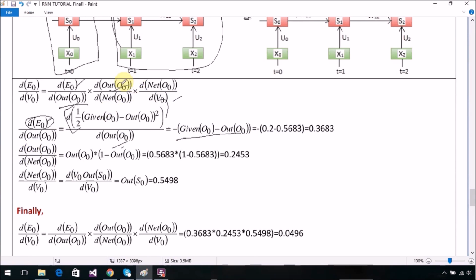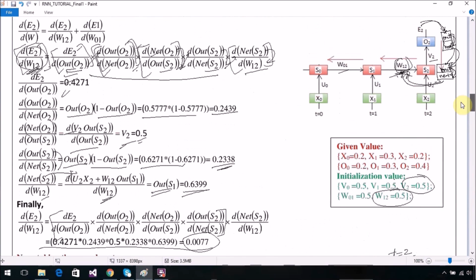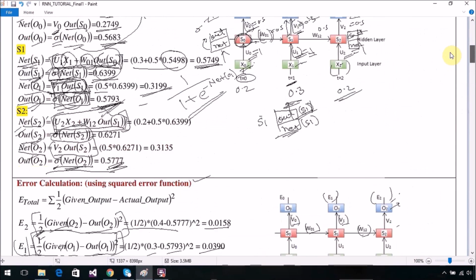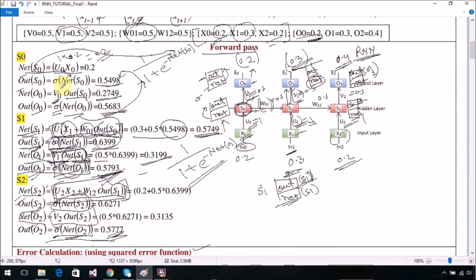Similarly, taking the differentiation of out O0 with respect to net O0. There is a relation between out O0 and net O0, which is a sigmoid relation. So again we can expand this derivative as out O0 into 1 minus out O0. You can see the sigmoid relation between out O0 and net O0.